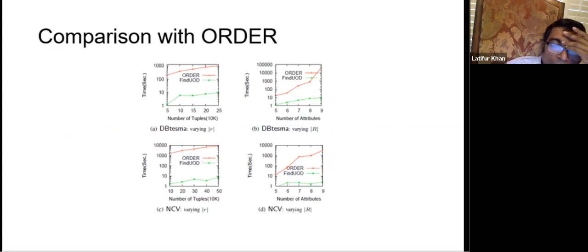As the number of attributes increases from 8 to 9, the time for ORDER increases from 804 seconds to more than 5 hours, while the time for finding UOD only increases from 7 seconds to 9 seconds.